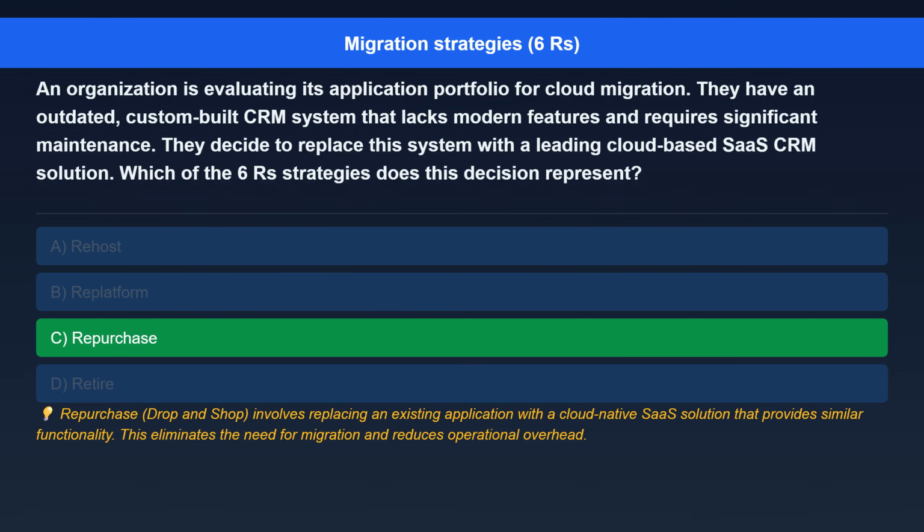The correct answer is repurchase. Here's the explanation. Repurchase, drop and shop, involves replacing an existing application with a cloud-native SaaS solution that provides similar functionality. This eliminates the need for migration and reduces operational overhead.